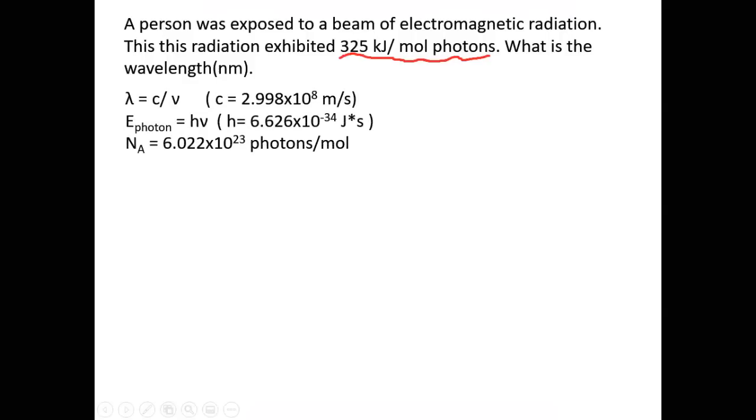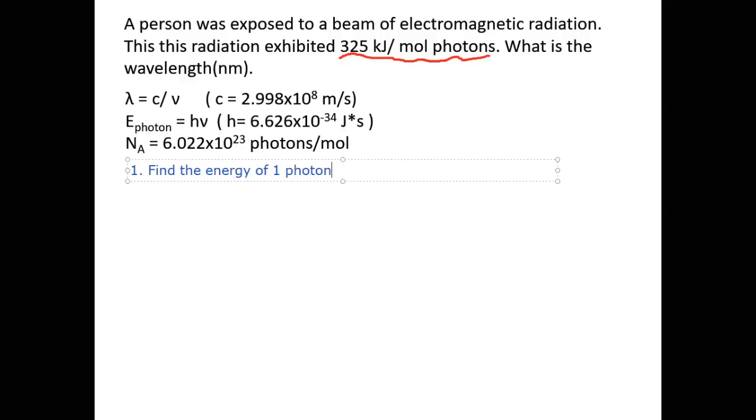So these are the equations we're going to be using. We're going to be using the lambda equation, c over nu. We're going to be using the energy of a photon, h times nu. And since we're dealing with a mole of photons, we're going to be using Avogadro's number. So when you have a problem like this, step number one, find the energy of one photon, because this is the energy of a mole of photons.